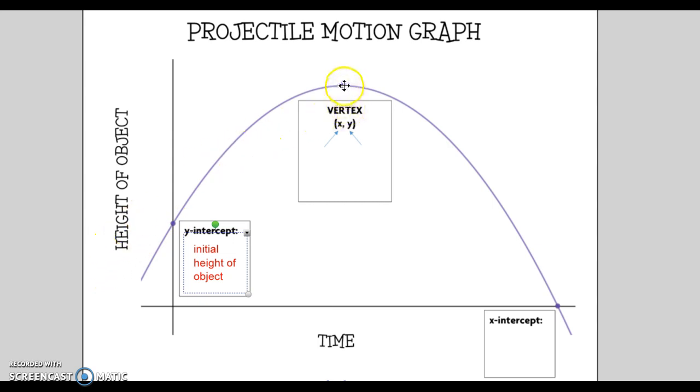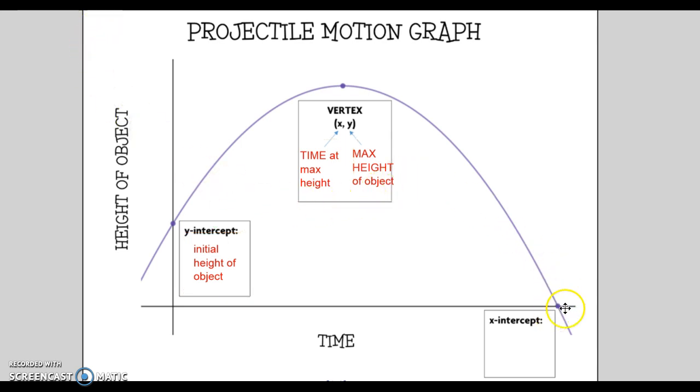How about the vertex? Well, think about the coordinates (x, y) of the vertex. This is the highest point on our graph, so it's going to represent the top height, your maximum height, and the time when that happens. Since x deals with time, your x-coordinate will be the time when that ball reaches its maximum height, and the y-coordinate will be the maximum height of that object.